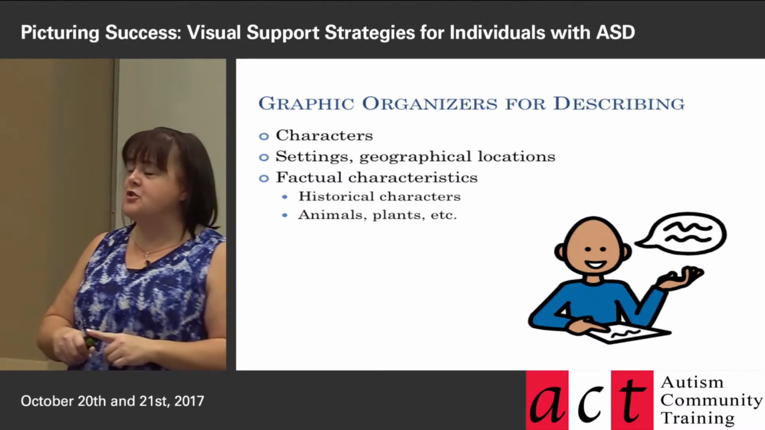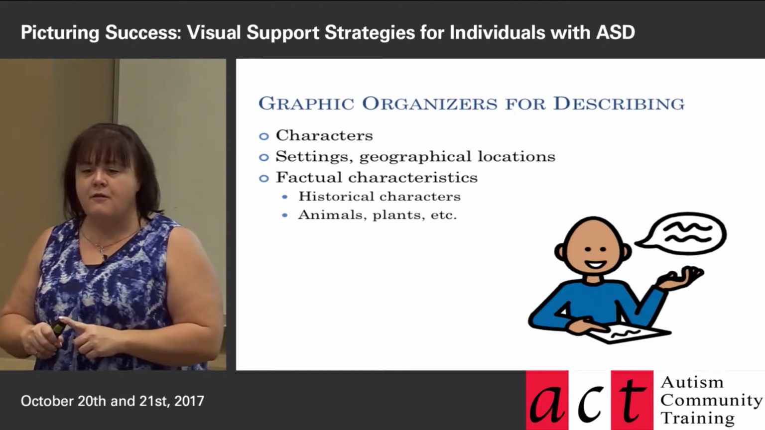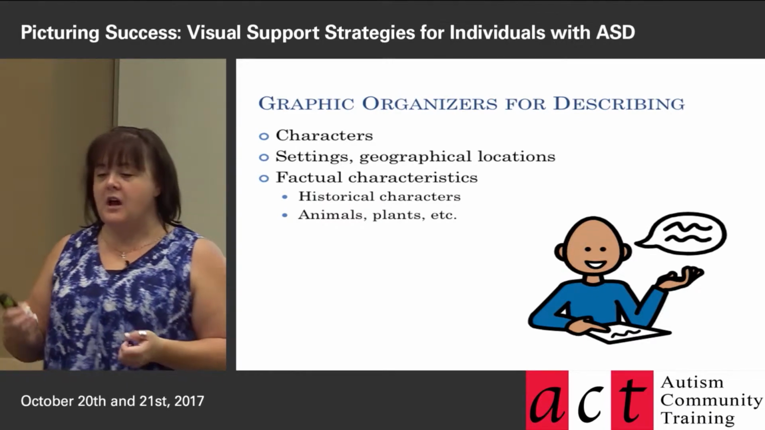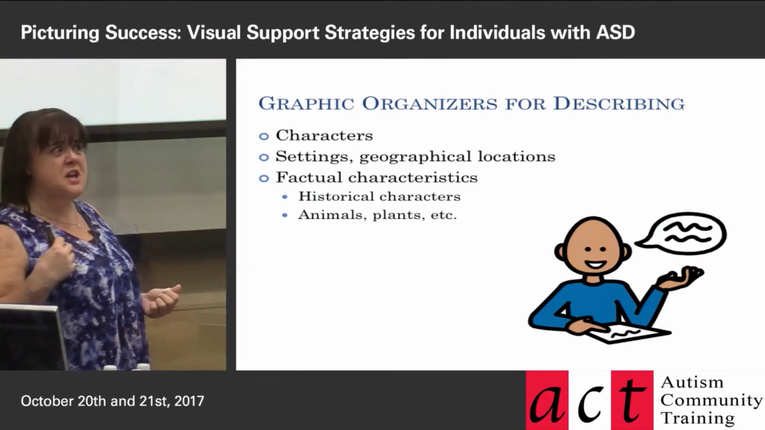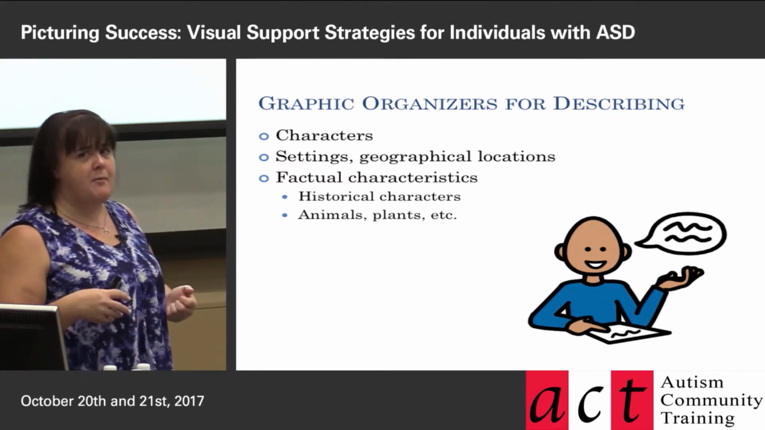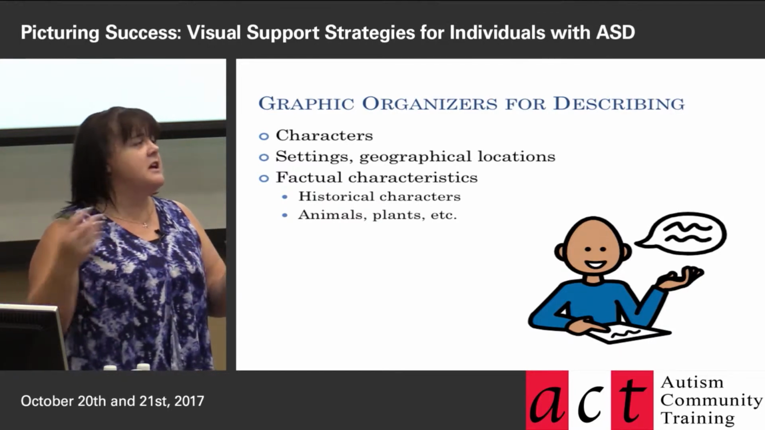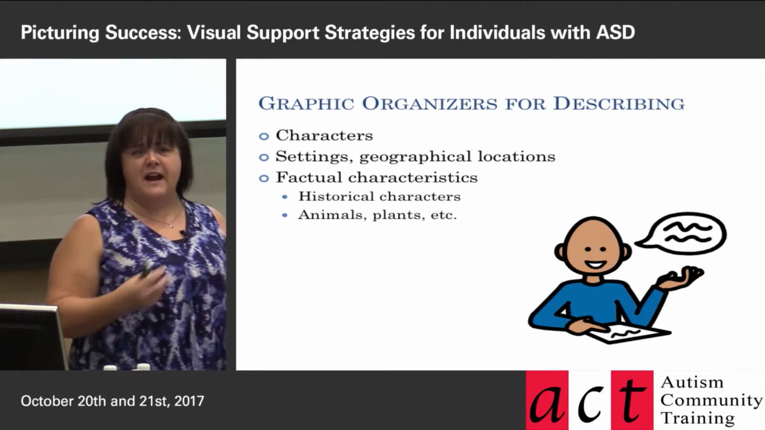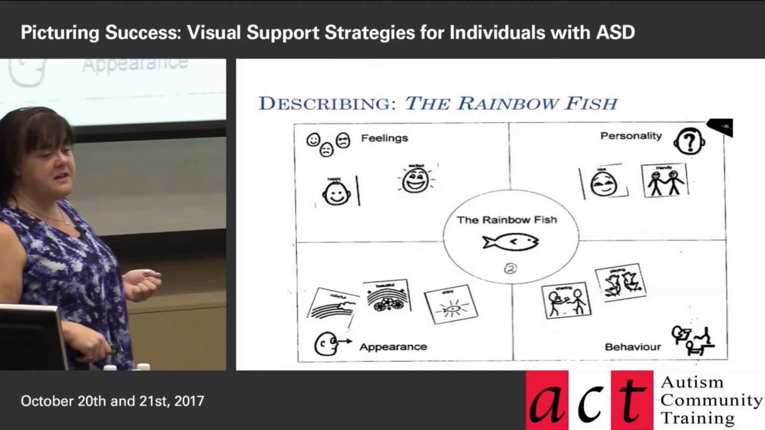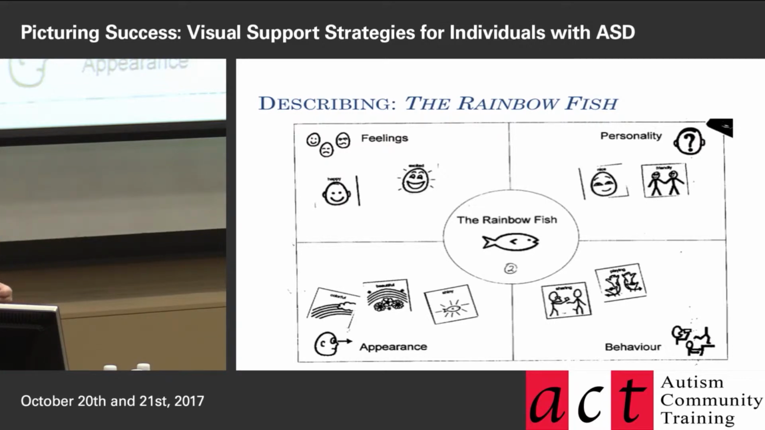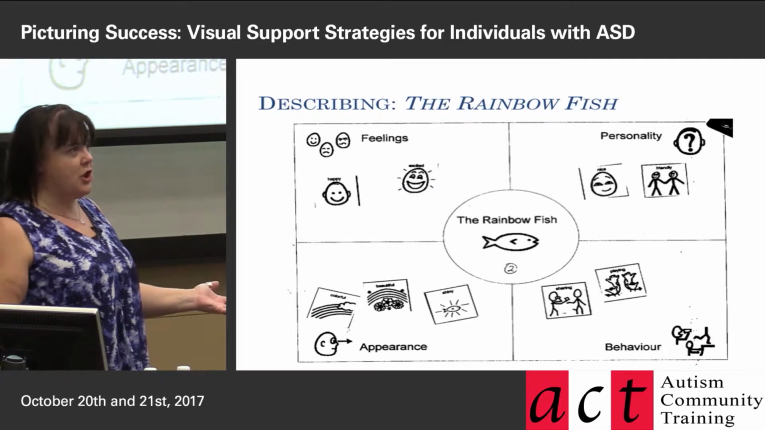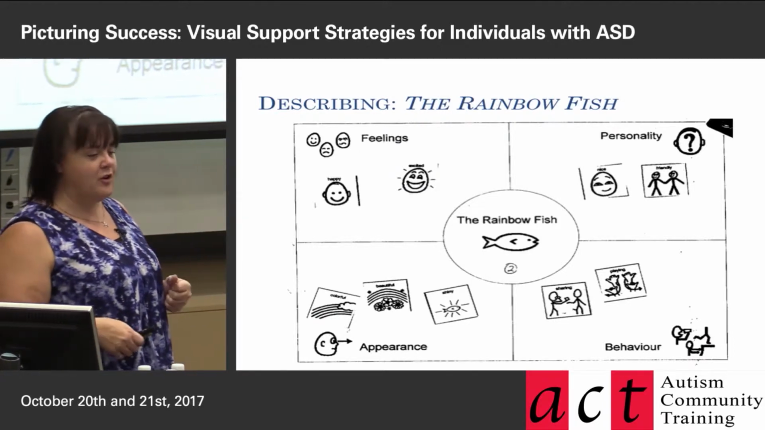And finally, we can use graphic organizers for describing things like characters in books, describing settings or geographical locations, or again for conveying information about sort of factual characteristics of historical people, figures, animals, plants, those kinds of things. So here are some examples of that. This again is the rainbow fish. So the rainbow fish story, and I told you what it's about, and finally at the end the rainbow fish learned to share his beautiful scales.